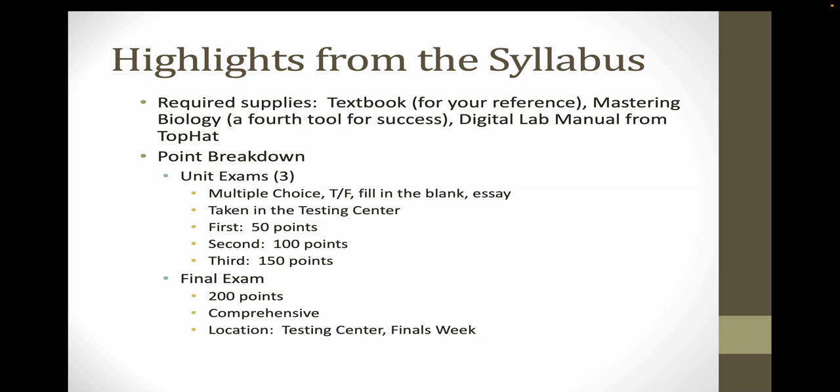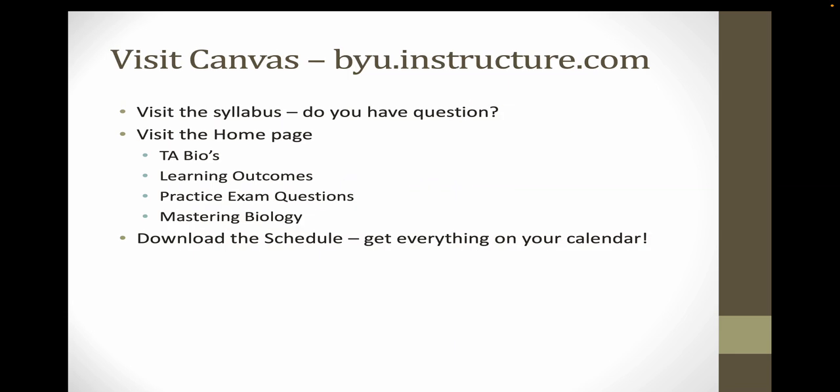Point breakdowns, we've got 3 unit exams that are multiple choice, true, false, fill in the blank, essay. You take them in the testing center. I believe in a growth mindset. So the first one is only worth 50 points as you get used to the class. The second exam is worth 100 points and the third 150. So that you don't mess up on the first exam a little bit because you didn't really know what you were doing and then get overly penalized. And then the final exam is worth 200 points. It is comprehensive and it is in the testing center during finals week.